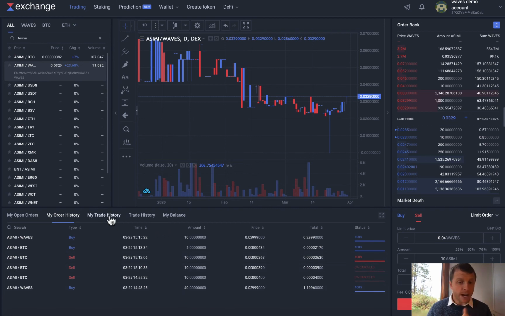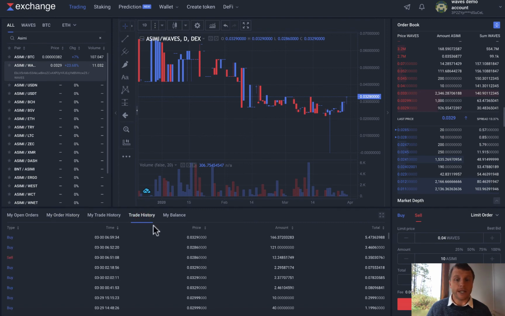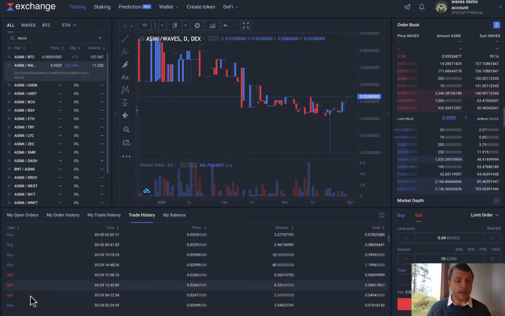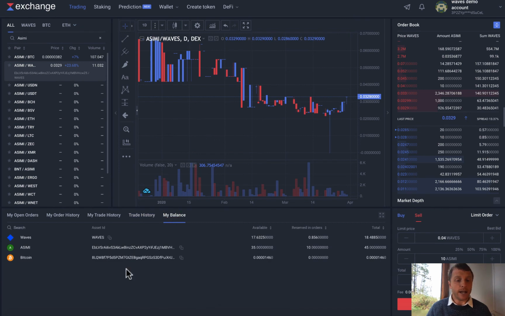You can see your trade history. You can see the full trade history, so all of the orders that are being placed, you can see them all being placed right here. So the buys and the sells, you can see all the activity that has occurred internationally, and your own balance. So you can tell exactly what tokens you have and what the balance of those tokens are.